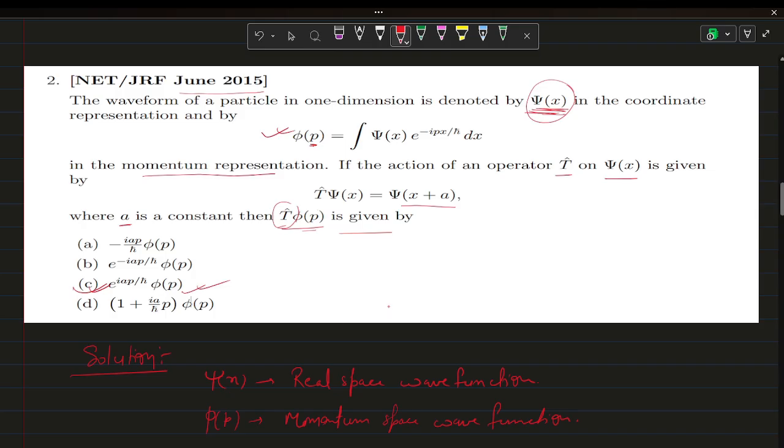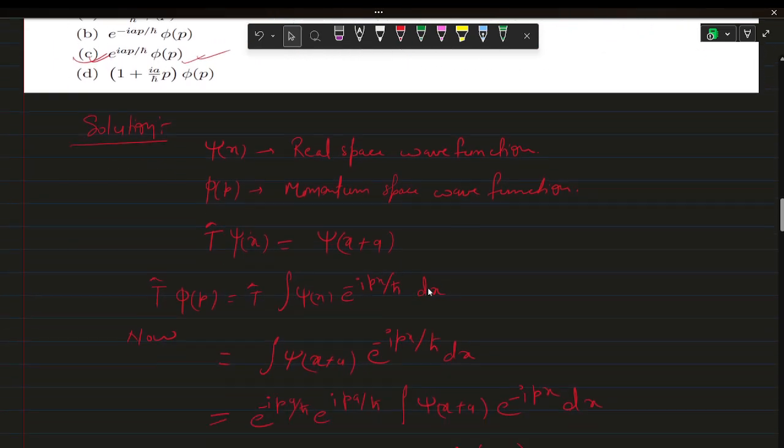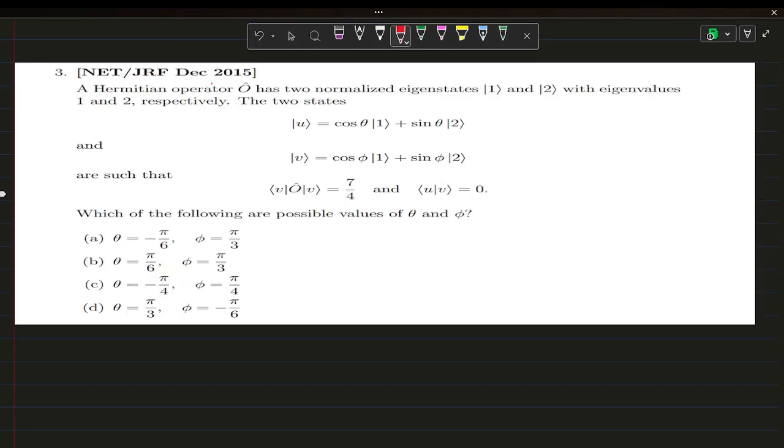Now the next question was asked in December 2015. So the question is: a Hermitian operator Ô has two normalized eigenstates |1⟩ and |2⟩ with eigenvalues 1 and 2. So what does it mean? It means if we operate Ô on |1⟩, it will give 1 times |1⟩, eigenvalue is 1, and if we operate Ô on |2⟩, it will give 2 times |2⟩. Okay.